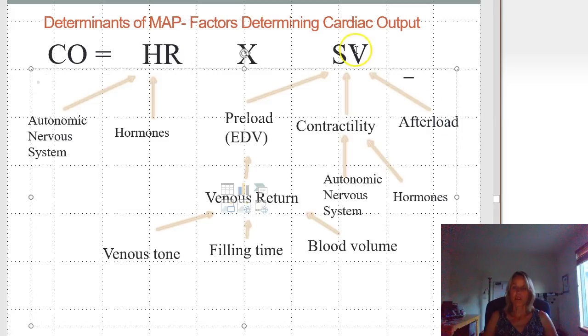And then afterload. Afterload is the one factor that negatively affects stroke volume. If we have an increase in afterload, such as with hypertension, polycythemia, aortic stenosis, that's going to lead to a decrease in stroke volume, and that will lead to a decrease in cardiac output.